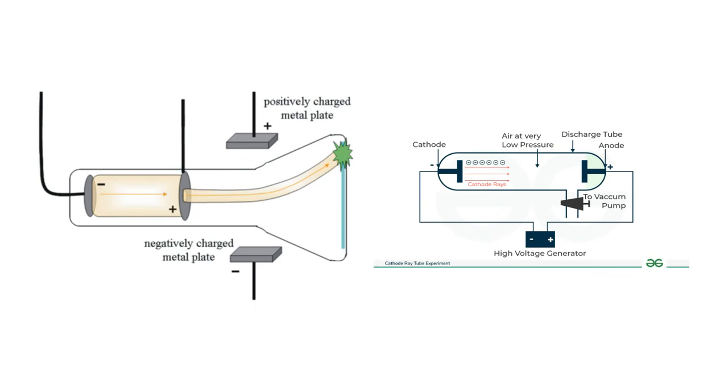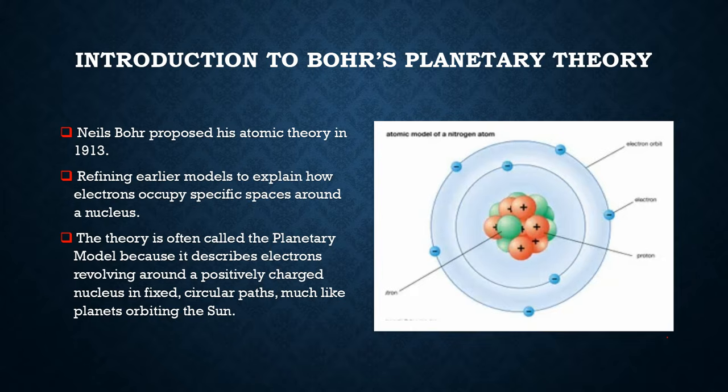And whenever it hits the zinc sulfide screen, that is the fluorescent screen, we see it as a glow. So that is all we did concerning the J.J. Thomson cathode ray tube experiment. And this experiment helped us to identify the electrons.